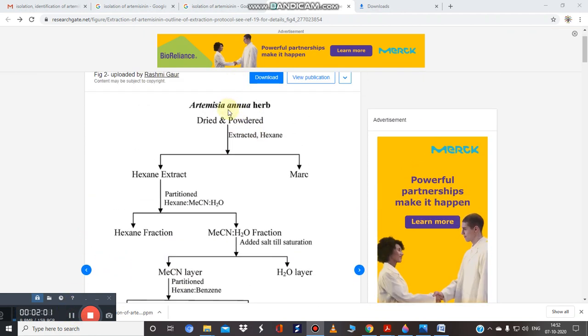So first of all, Artemisia annua herb was taken. It was dried and then powdered, and then it was subjected to extraction with hexane.